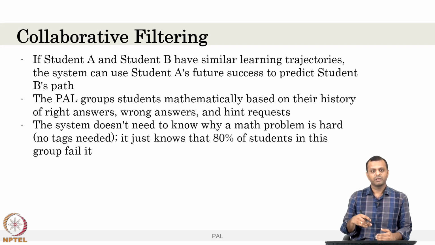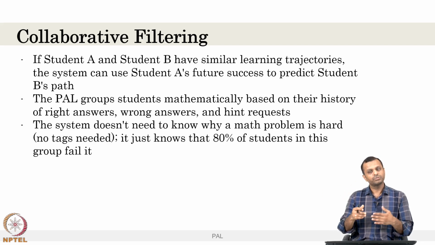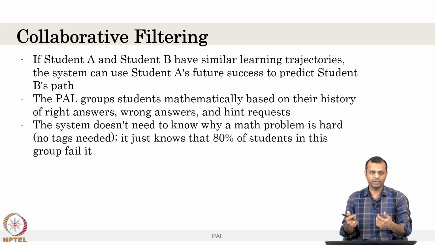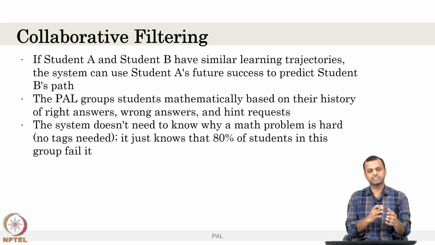For example, student A's performance and everything, we could use it to decide student B's recommendation. If student A has done a similar thing, or liked a particular content in another topic, we can recommend the same content to student B, and they will also do well. The PAL groups students mathematically based on the history, the right answers, wrong answers, the hint requests. Then the system needs to give feedback to them. That's the second idea: the PAL can group this and give feedback.